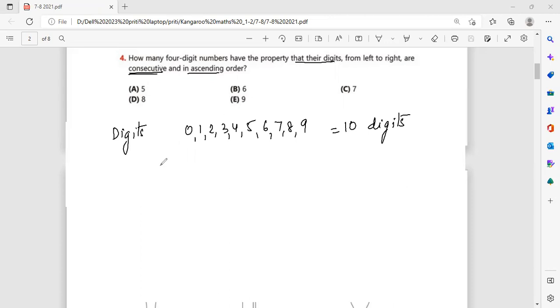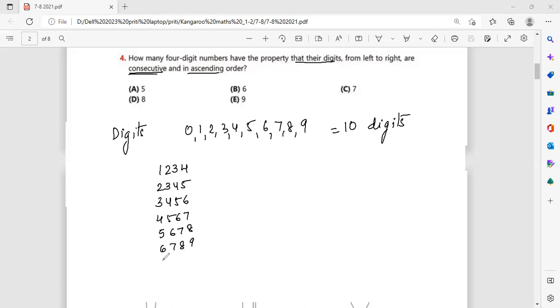So the first number will be 1, 2, 3, 4. Then the second number will be 2, 3, 4, 5. Then you do 3, 4, 5, 6. Then you do 4, 5, 6, 7. Then you do 5, 6, 7, 8. And we do 6, 7, 8, and 9.